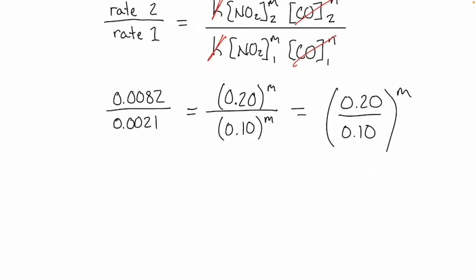Now I'm just going to punch into my calculator and take these ratios. The value on my left-hand side is 3.90476. I'm just going to copy a bunch of numbers. And then 0.2 divided by 0.1 is exactly 2 to the power of m. So m is what I'm solving for.